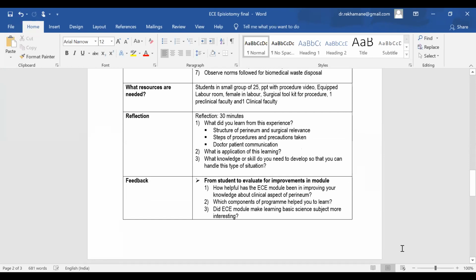This is taken from the MCI document. What did you learn from this experience? Structure of perineum, surgical relevance, steps of procedure and precautions taken, doctor-patient communication.